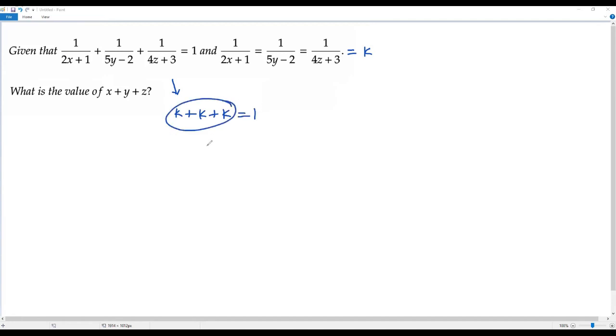When I combine all the three terms on the left side, I am getting 3k. On the right side, we have 1. Let's divide both sides of this equation by 3 to solve for k. This 3 will cancel out. I am getting k equals 1/3. Here I got the value of k.